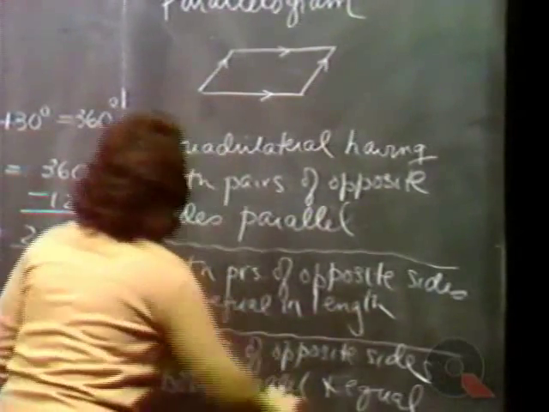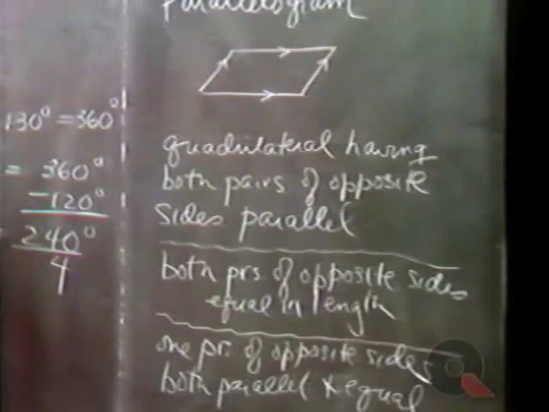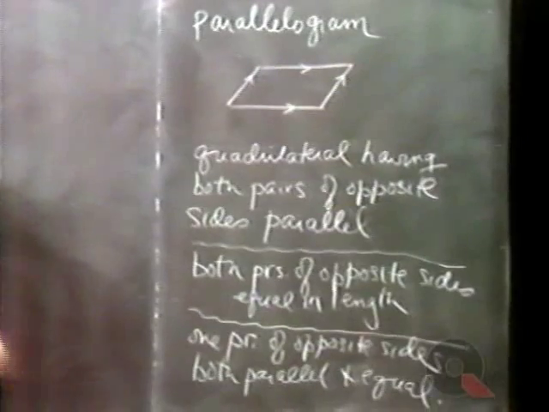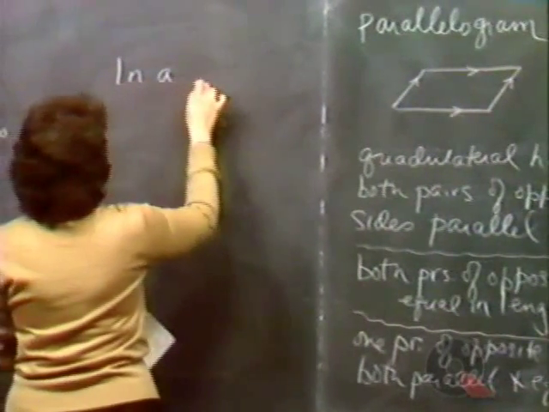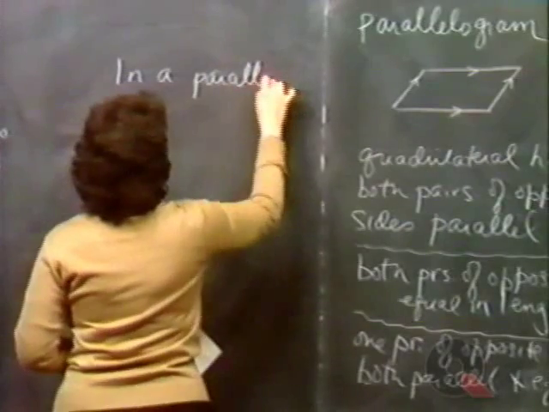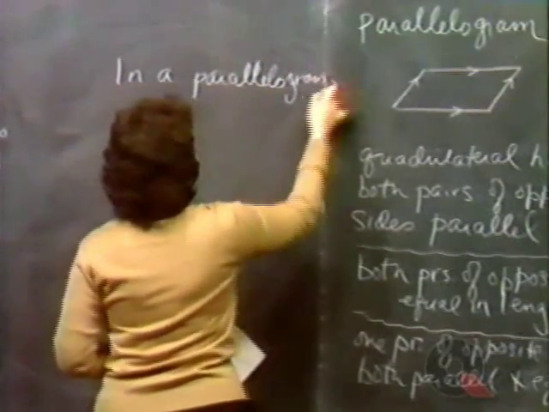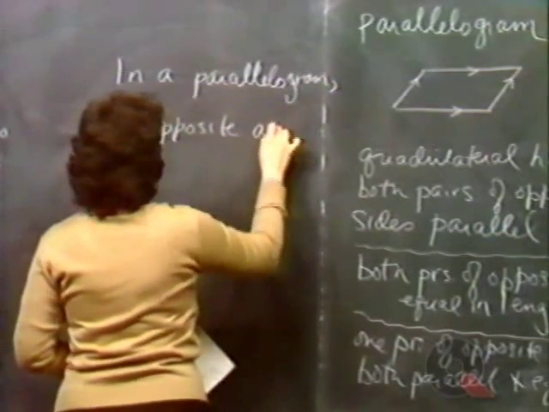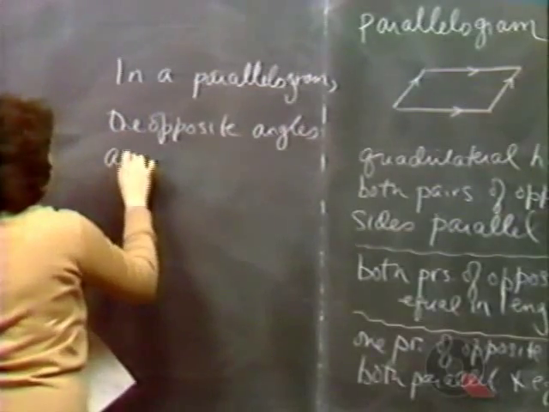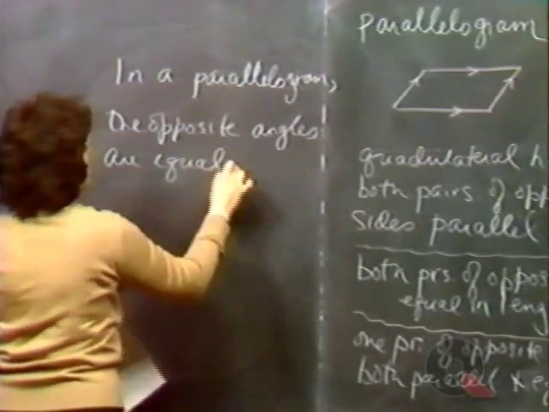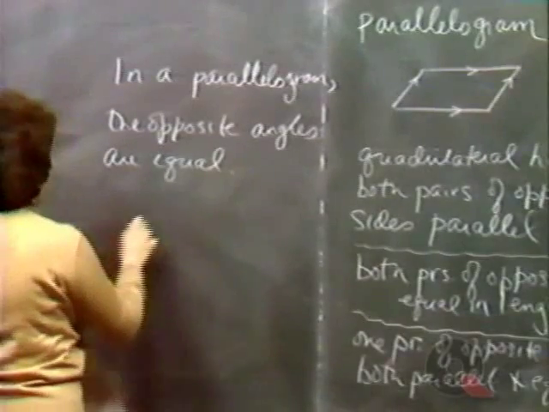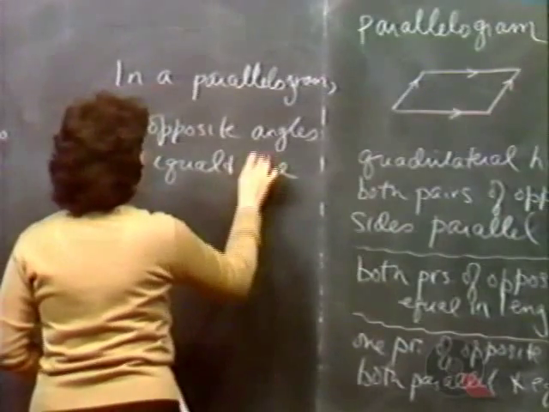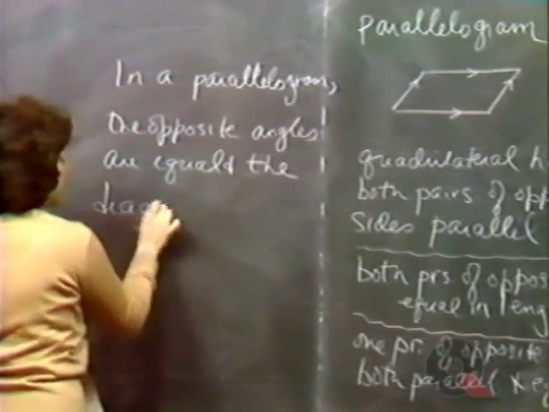Other interesting facts about the parallelogram are that in a parallelogram, the opposite angles are equal, and also the diagonals bisect each other.